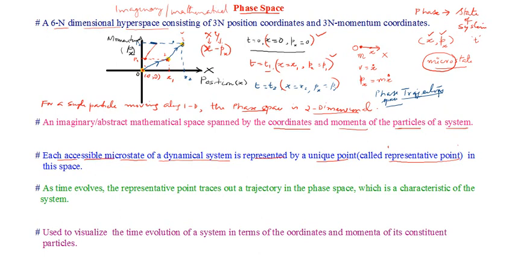So it's for an n particle system, a hyperspace consisting of 3n position coordinates Q_i and 3n momentum coordinates P_i, where i is 1, 2, up to 3n. We can write it like this: Q1, Q2, Q3, Q4 and so on. So that is 3n momentum coordinates.